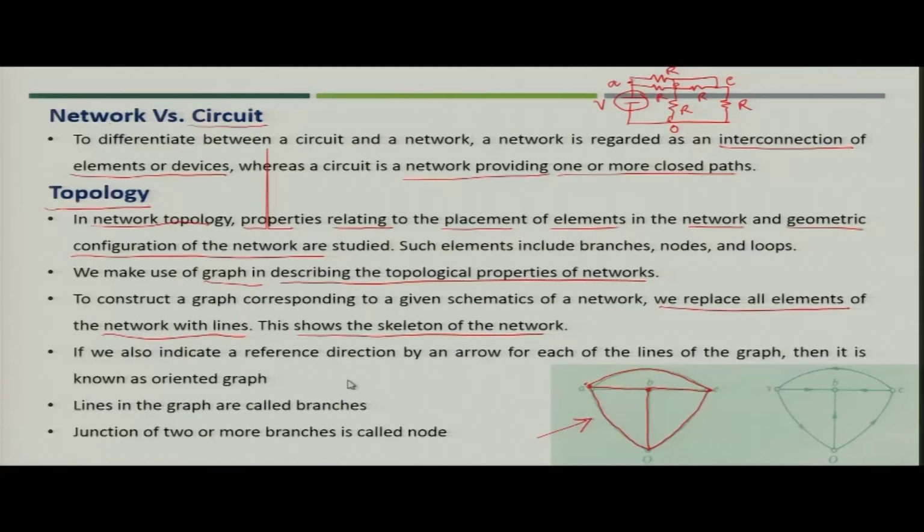Now, if you add the reference direction by an arrow for each of the lines of the graph, then it is called an oriented graph. That means that when you analyze the circuit, you imagine the initial direction of maybe the current. So, then if you show the direction of the current, then this will become an oriented graph. Now, lines in the graph are called branches and junction will be called a node.